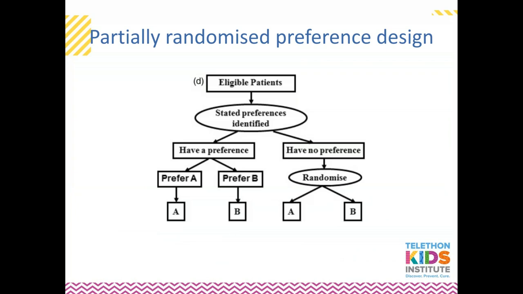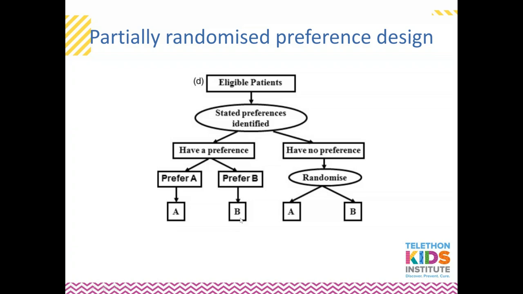So for completeness, they describe also this partially randomized preference design where you have eligible patients, you elicit their stated preferences from everyone, and you entertain the possibility that some people do have true equipoise. They state no preference one way or the other, and they're randomized and they receive whatever treatment they're randomized to. But for those people who do have a preference, they're not randomized. They just receive the treatment that they are assigned to.